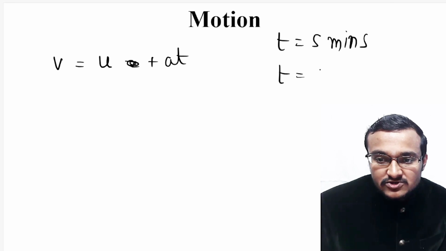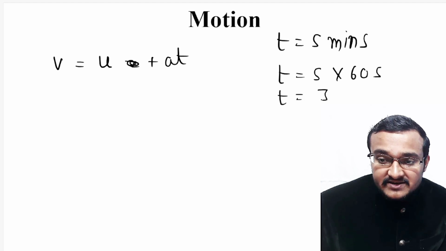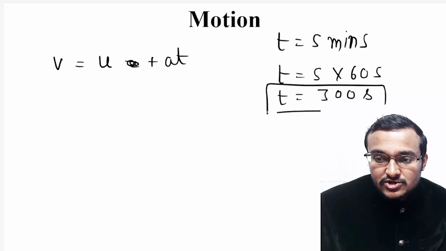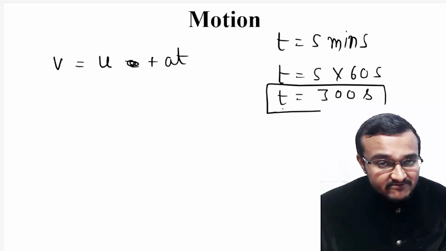So for 5 minutes it will be 5 into 60 seconds. So what is 5 into 60? 5 sixes are 30, and one 0 is there, so 300 seconds. So time will be equal to 300 seconds. Now I have converted everything into SI units.